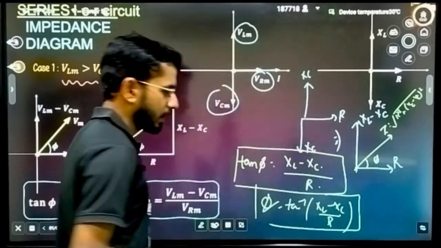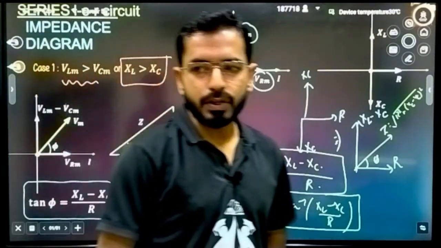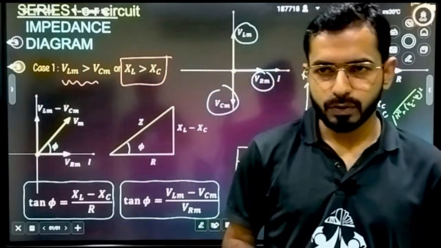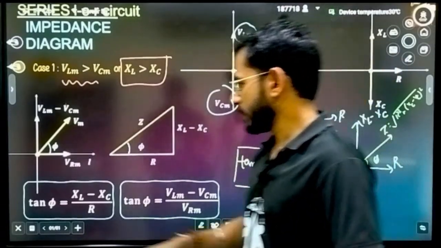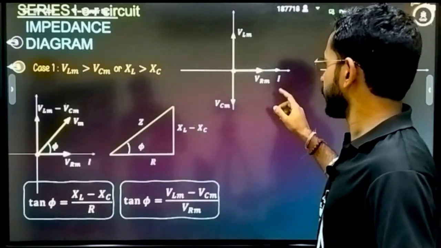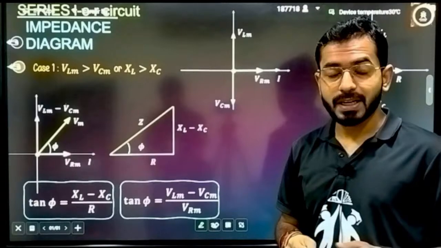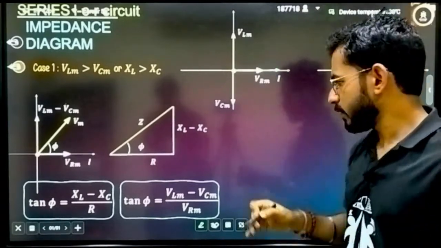Simple. Clear? Now if I ask you what equation you are going to use, I will write that equation. Let's see, for case 1 only, if you have to write the equation: if the inductive circuit is in the majority, that means the current will be lagging by some angle of phi.